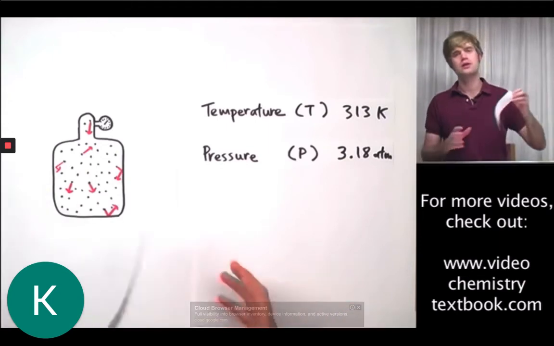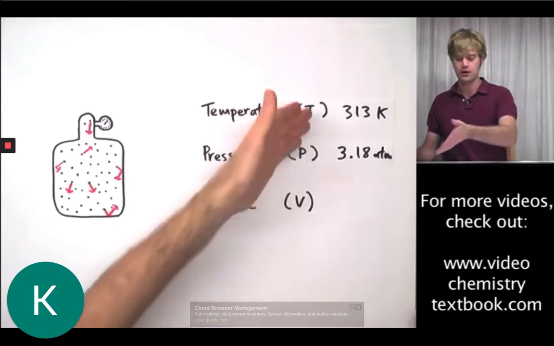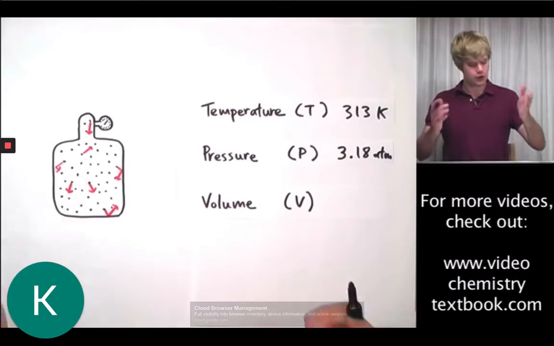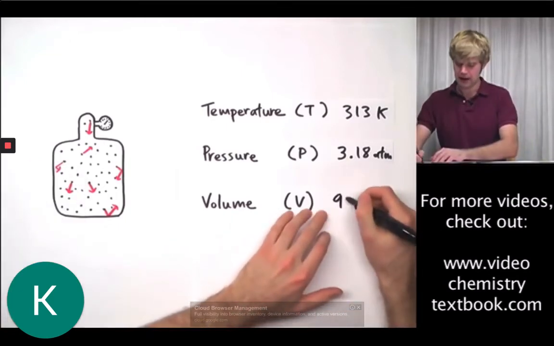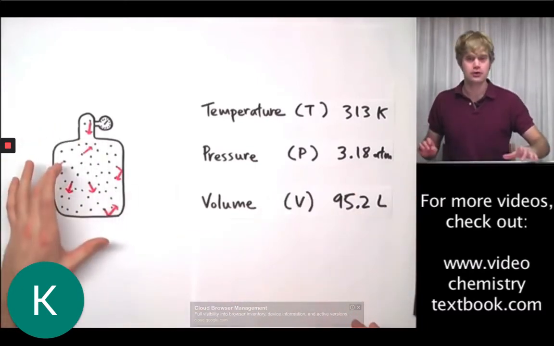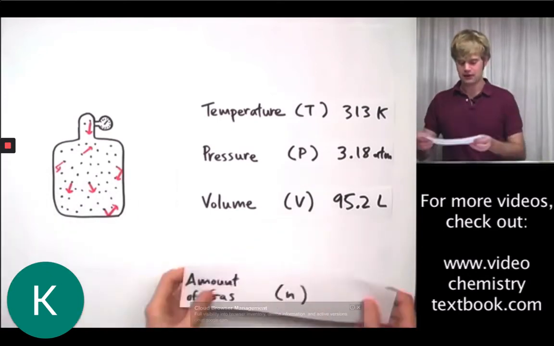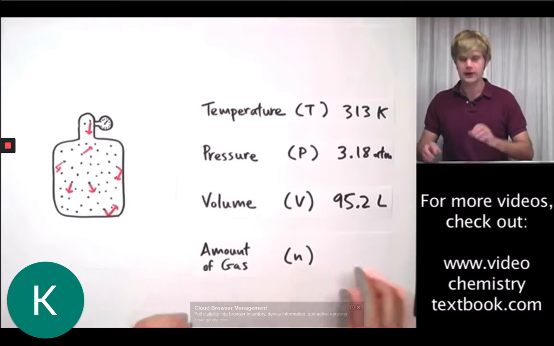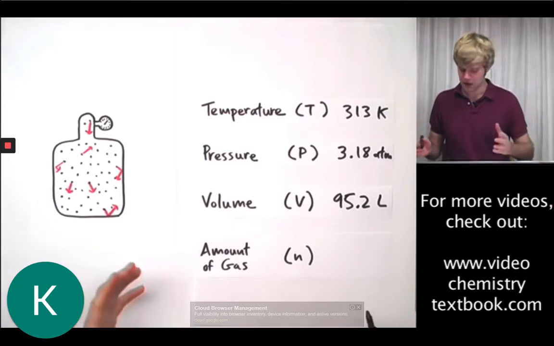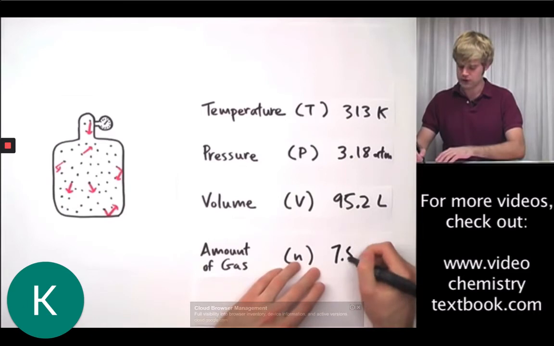Another thing that we spend a lot of time talking about when it comes to gas is volume. Again, I have these letters here that are how each one of these things is abbreviated. Volume V, the volume of this tank might be something like 95.2 liters. And finally, look at these particles that I've drawn. There's a certain amount of gas in here. The amount of gas, which is abbreviated by the little letter n, is usually reported in moles, which is a convenient measure of how much of something we have. So we could say that the amount of gas in this tank is 7.5 moles.